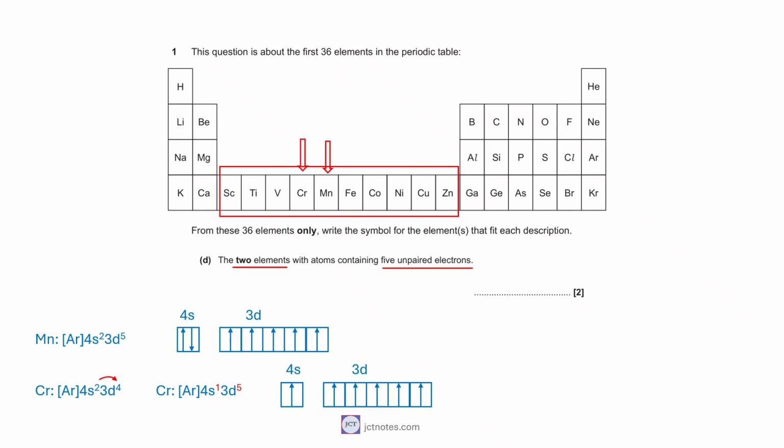But the question asks which elements have 5 unpaired electrons. Out of all the elements given, only chromium and manganese have 5 or more, the rest have fewer. Therefore, the answer is chromium and manganese.